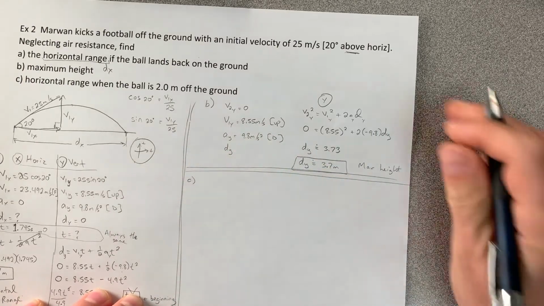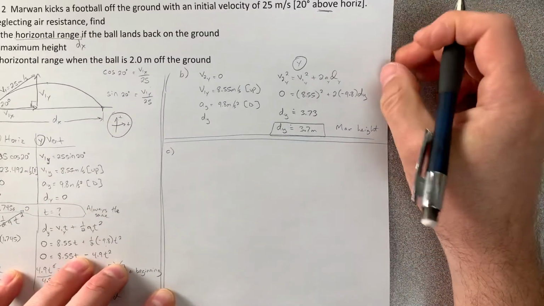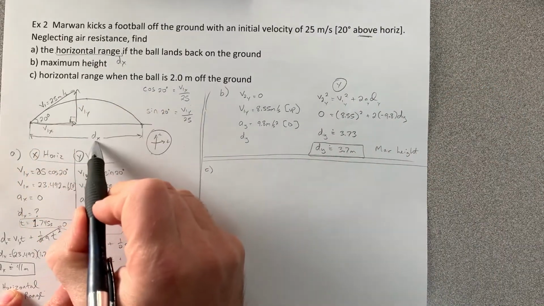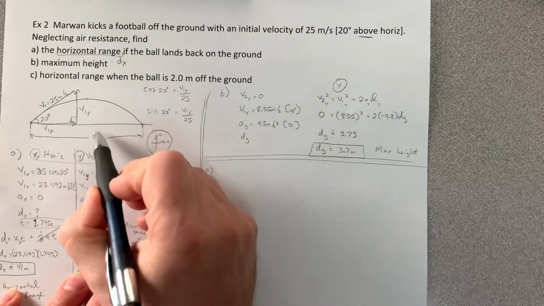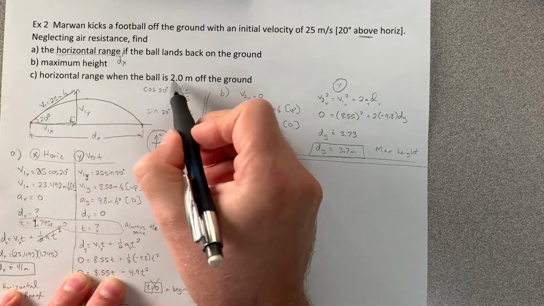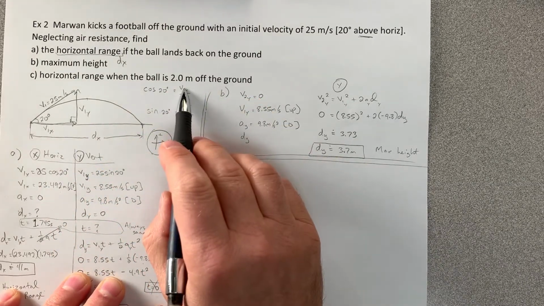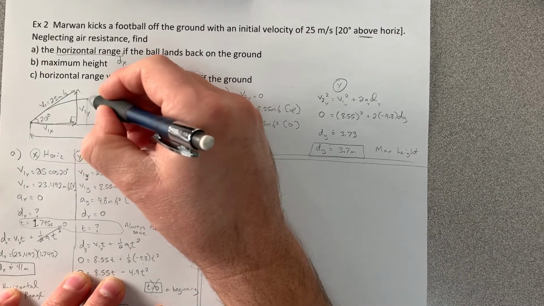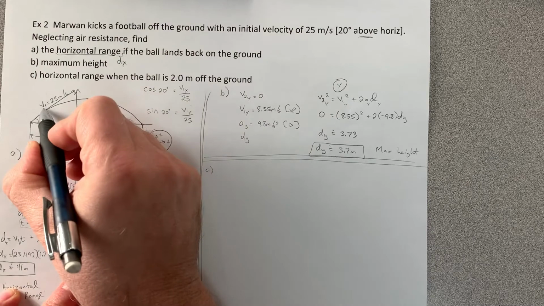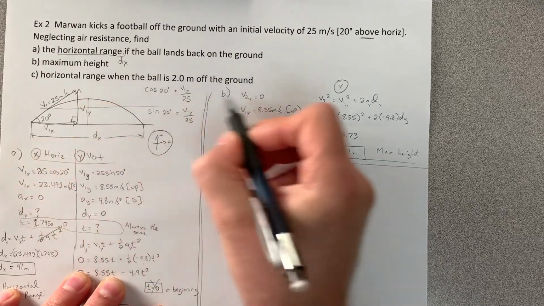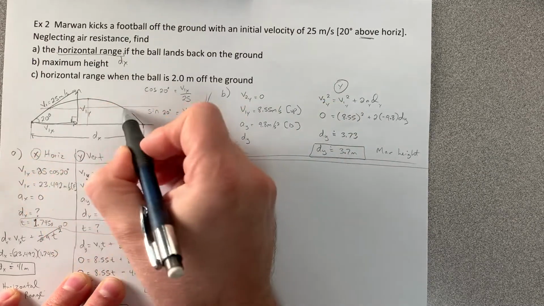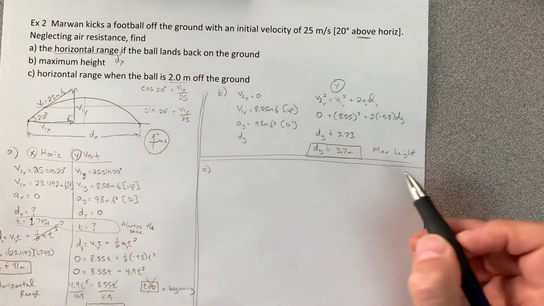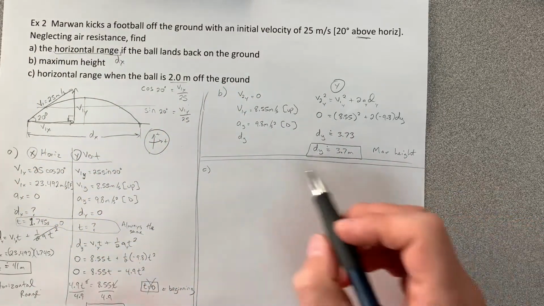And finally C, we'll see if we can squeeze this one in here. For part C, we're looking for the horizontal range. Right, not the same horizontal range. We're looking for the horizontal range when the ball is 2 meters above the ground. Just remember, max height is 3.7. So all the way up to here is 3.7. That means 2 meters is somewhere maybe around there. This is going to happen twice, once on the way up and once on the way down. It's going to be 2 meters off the ground at 2 different times.